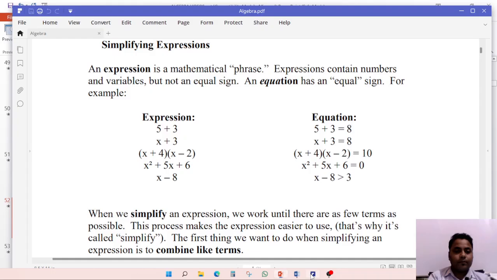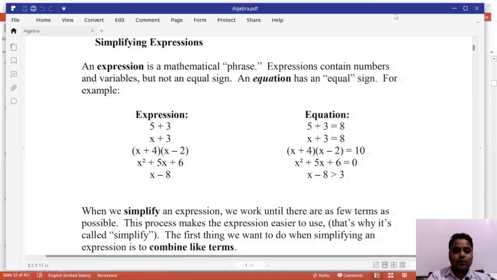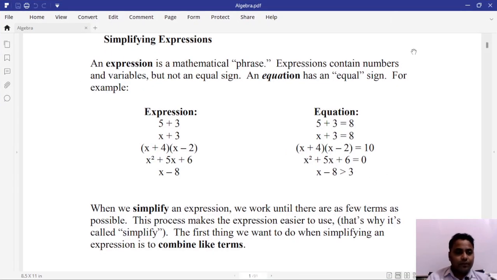Here we can see there are two things given. The first is expression and the second is equation. So 5 plus 3, x plus 3, x plus 4 into x minus 2, x square plus 5x plus 6, x minus 8. Like x plus 3 is a linear expression, x plus 4 into x minus 2 is a quadratic expression, x square plus 5x plus 6 is also a quadratic expression, x minus 8 is a linear expression.